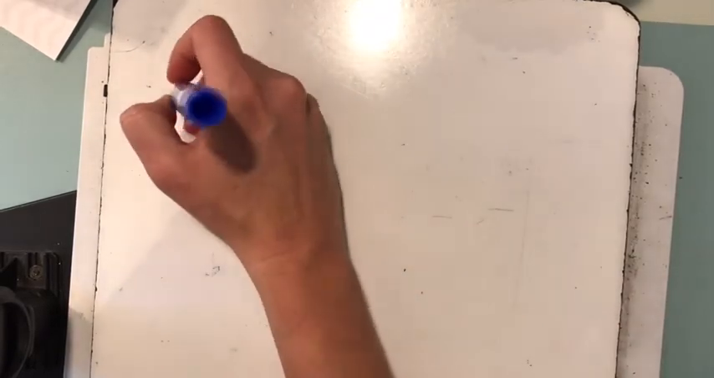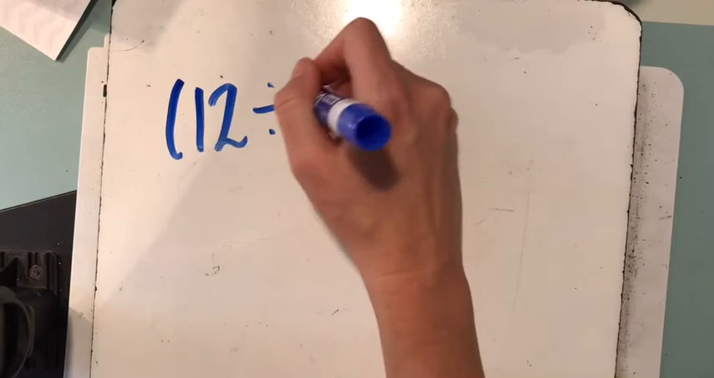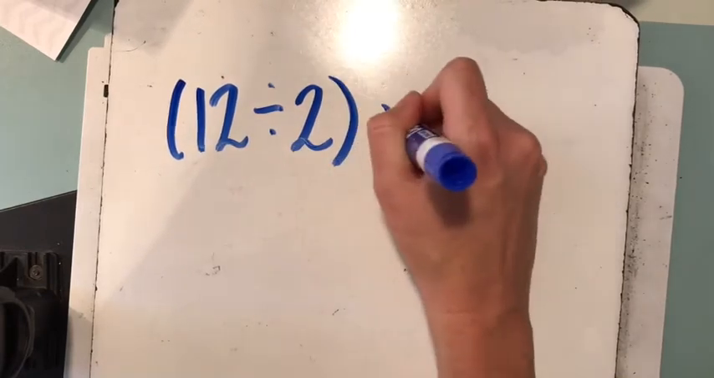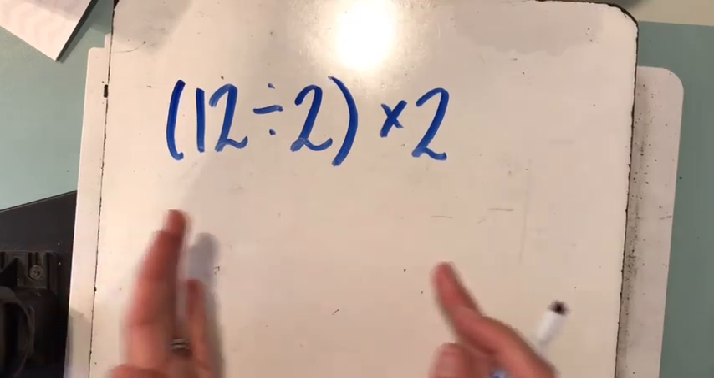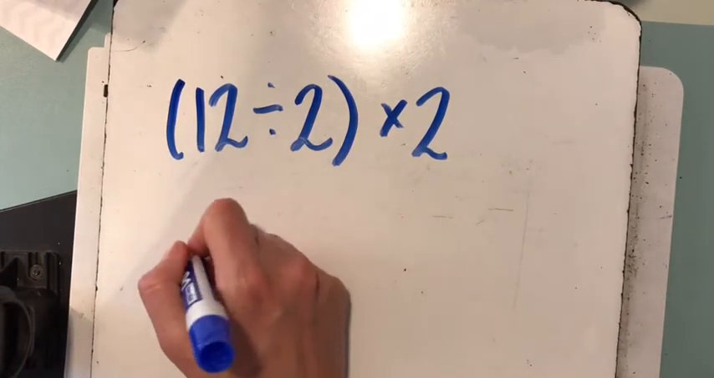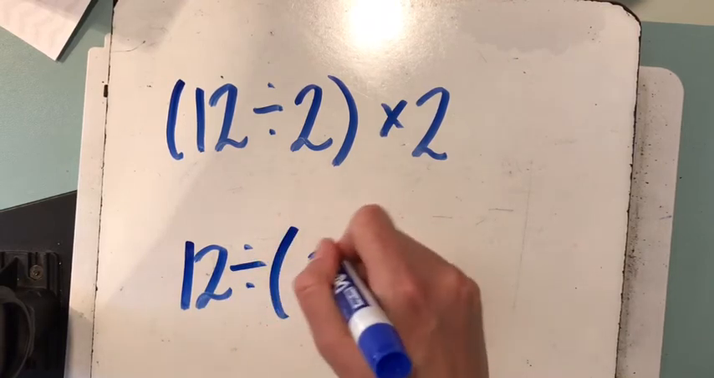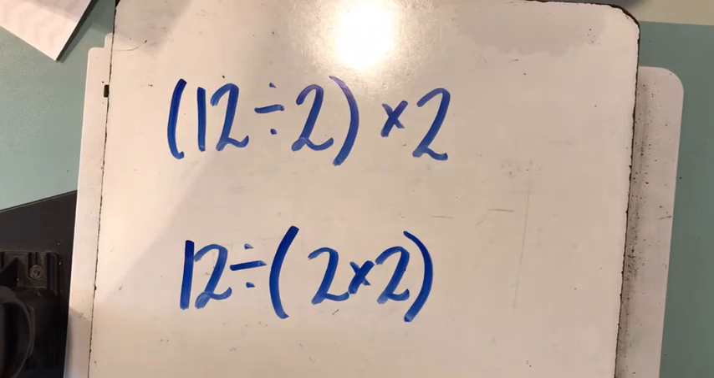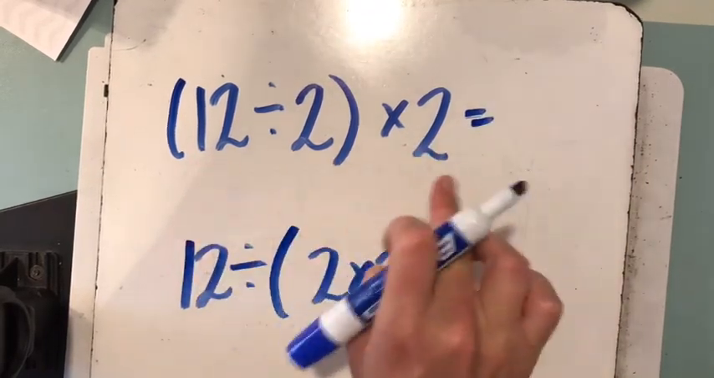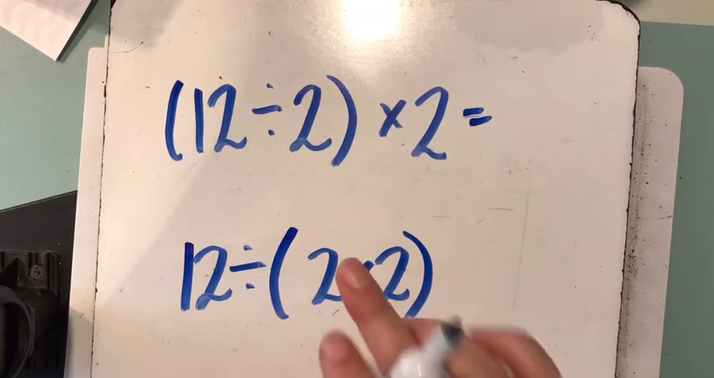I don't know. So the first one I'm going to try is 12 divided by 2. And then I'm going to multiply 2 after I solve for this one. Now I'm going to move the parentheses over. And I'm going to see if I get the same total. 12 divided by 2 times 2. Let's see. All right, we're going to solve for this top one first. We always do the parentheses first.